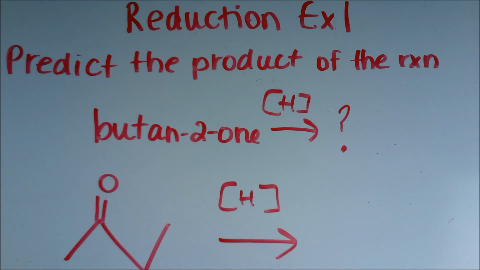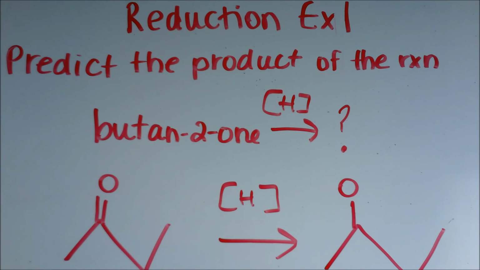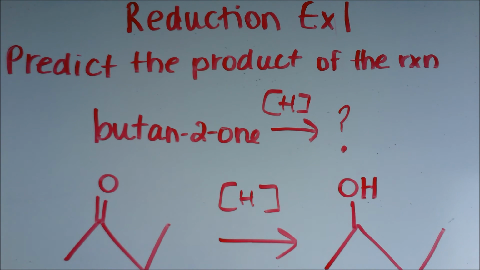First step is to draw it out. Here is butan-2-one. And we know that reduction reactions work to increase the number of hydrogen bonds and decrease the number of oxygen bonds. So we have a double bond at the second carbon, so that's going to break. And because we're increasing the number of bonds to hydrogen, there's going to be an H added right here. This means that the product of the reaction is going to be butan-2-ol, an alcohol.